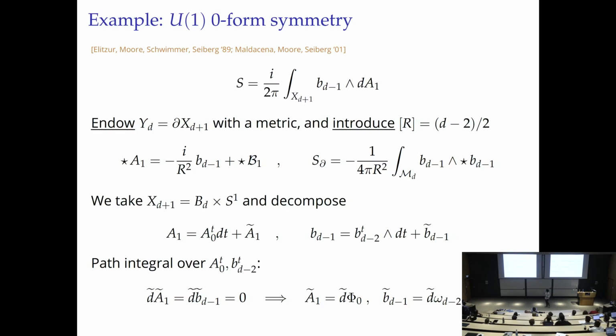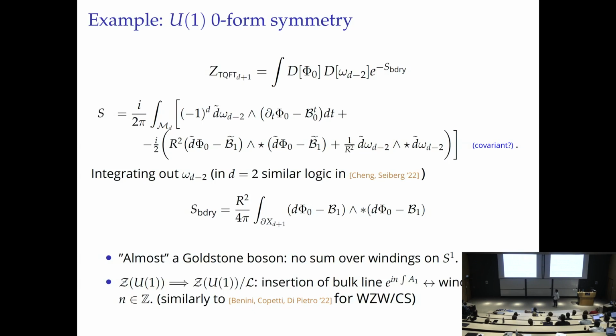The technique, for simplicity: I will take my manifold to be the product of a d-dimensional ball times S1, and then I decompose all my fields into the time part and the spatial part, which is denoted by the tilde. If you plug this back, you will recognize that the time part will appear linearly. You can perform the path integral over the time part, and you will get these constraints that you can solve introducing lower-form fields. Then you plug it back, and you will discover that the path integral reduces to the path integral of a boundary theory, written in terms of these two degrees of freedom. Phi naught is a scalar, and omega is a d-2 form, with this action that in this form is a kind of ugly action. So it's not manifestly covariant, and in particular is linear in time derivative, as you see.